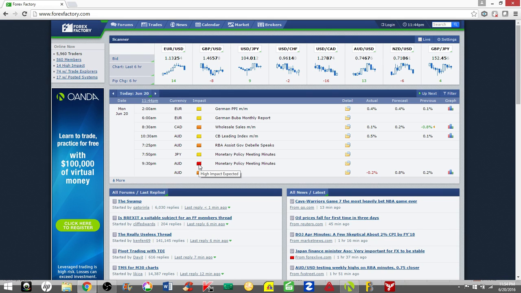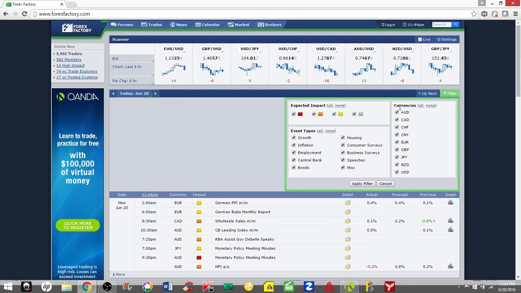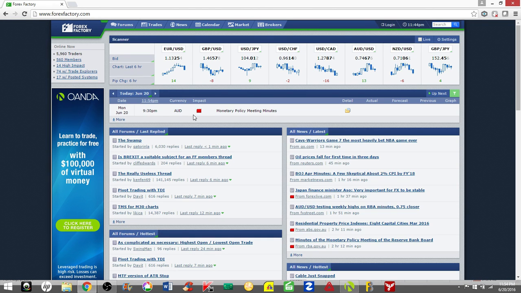I look for the high impacts. That's all I want to do. So I go over here to filter, click on filter. I remove everything except for the high impact, and you could even choose the currency pairs. I leave all the currency pairs because news on one may affect the other, and they're pairs. I hit apply filter. Now it's only going to show me what the high impact is for today.